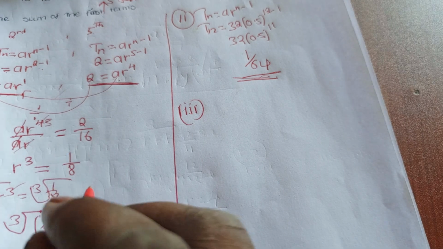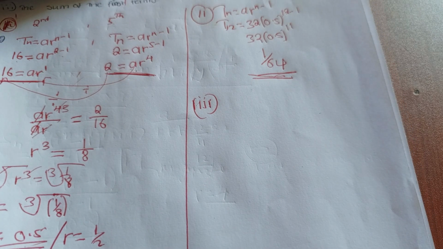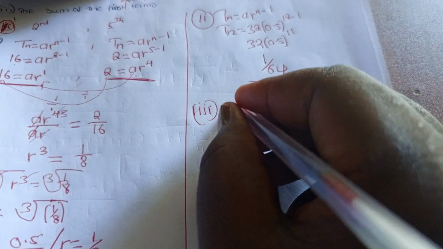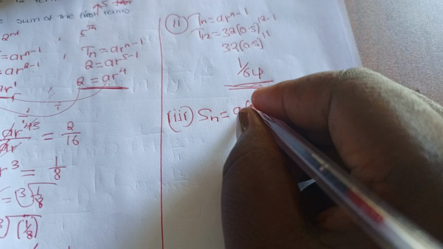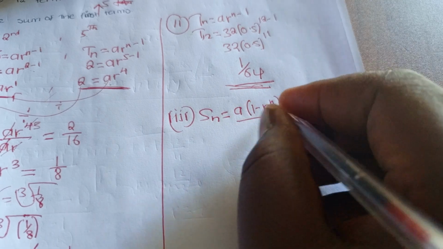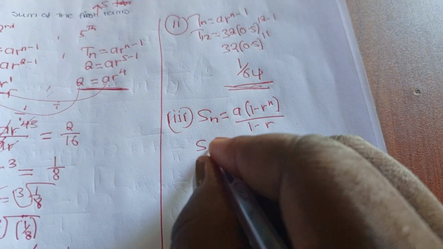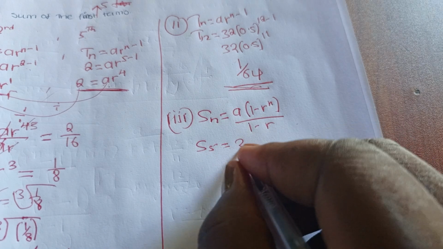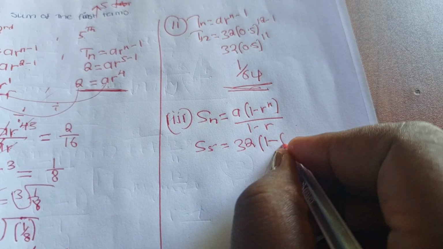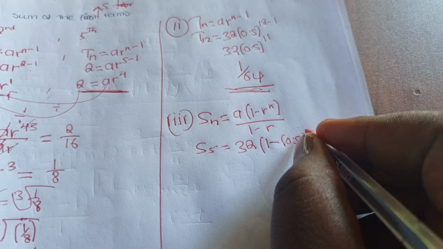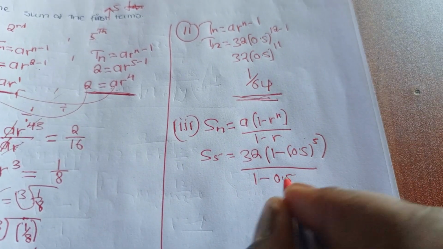So I know the formula for sum. Since I know my R is 0.5, which means R is less than 1, I'll use the formula for the one that starts with 1 minus R. So I'll say sum is equal to A, open bracket, 1 minus R to the power n, over 1 minus R. Then I'll say sum of fifth term is equal to, my A is 32, so I'll put 32 here, open bracket, 1 minus R, my R is 0.5, to the power 5 here, over 1 minus 0.5.